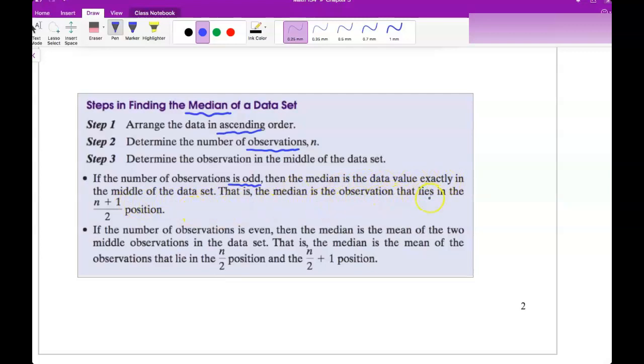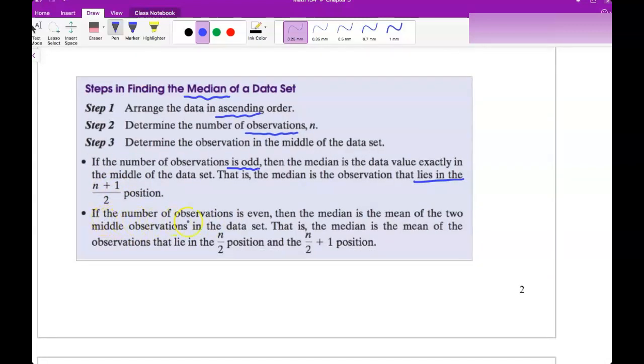And what is the position of that one? That lies in the (n plus 1) divided by 2 position. This is the position of your median. That is not the number that you're going to get for median. We're going to work on that part. We're going to have examples of that.